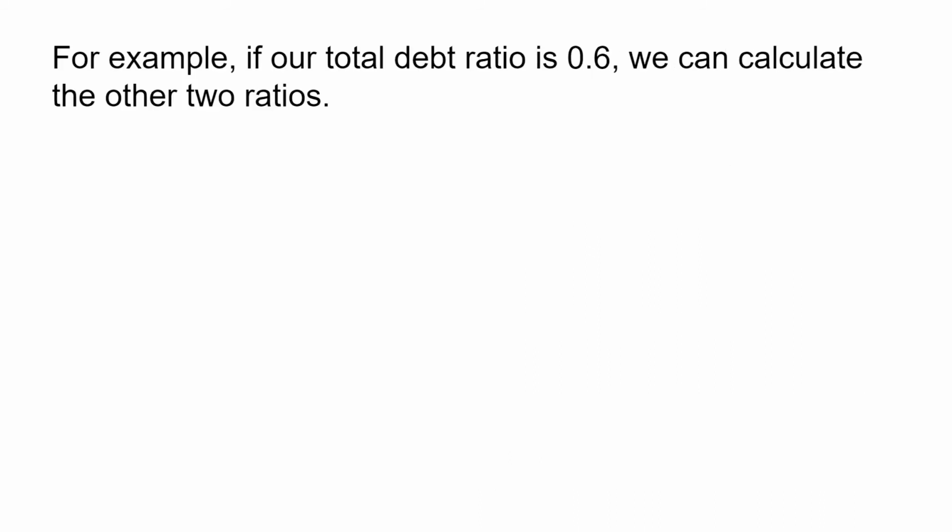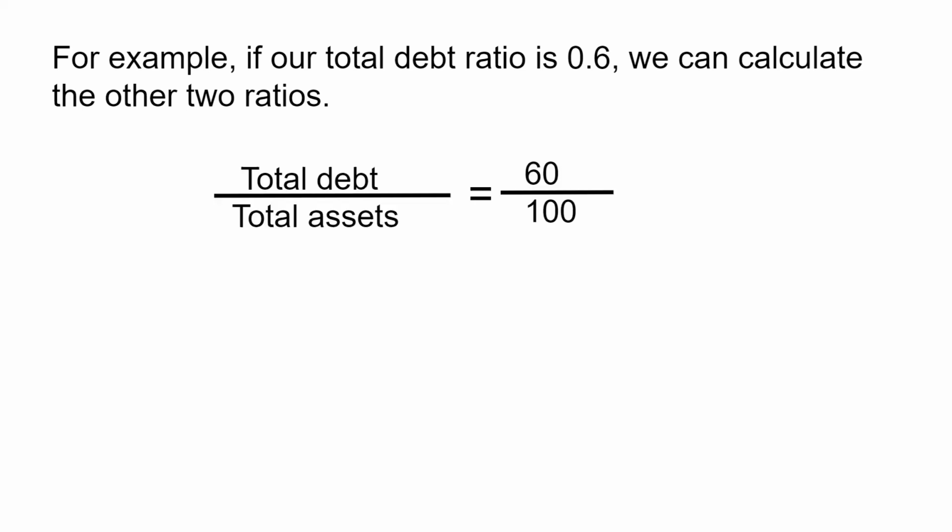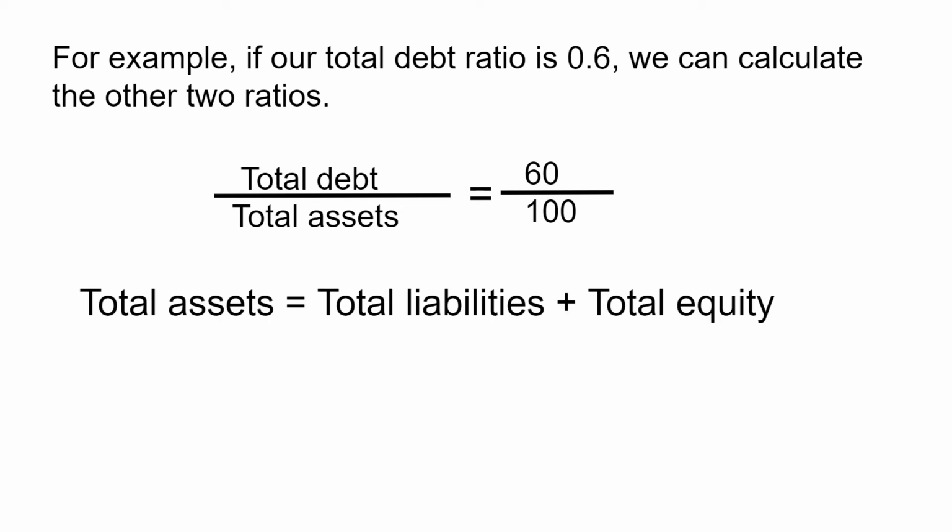In another example, if our total debt ratio is, for example, 0.6, we can calculate the other two ratios. So the formula for total debt ratio was total debt over total assets, and we have 60%. So we can write 60 over 100. And we can say our total debt is 60 and total assets is 100. And because we know the well-known accounting equation, we can solve for total equity, and we get 40 as total equity.